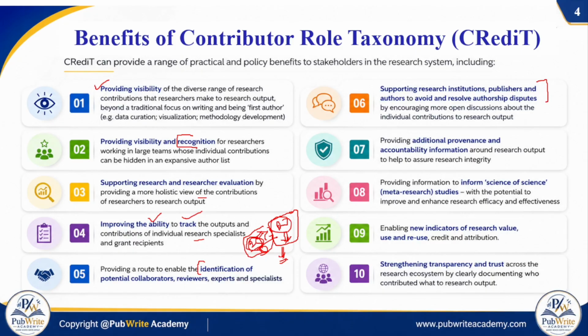You can go through all of these; they are already listed on the CRediT taxonomy. Apart from that, it strengthens transparency and trust, which is very important. With the CRediT taxonomy, we are promoting transparency as well as trust by giving actual recognition and visibility to that particular author.